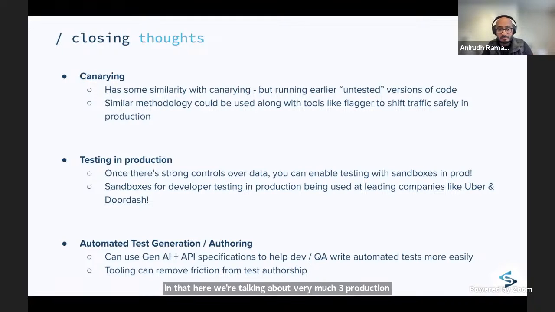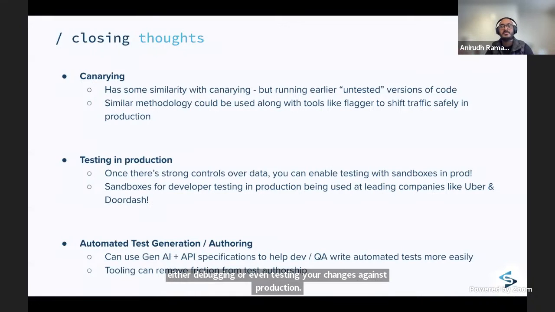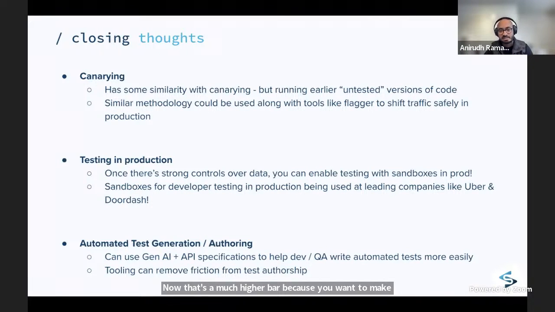And then testing in production. This is the North Star for all of these approaches, where with the right level of controls over data and tenancy and so on, it is possible to deploy the same system in production and have production sandboxes for either debugging or even testing your changes against production. Now that's a much higher bar because you want to make sure your test traffic and your production traffic are completely isolated, but it is possible, and there are people who have done this, and it's really awesome when we see that in action.